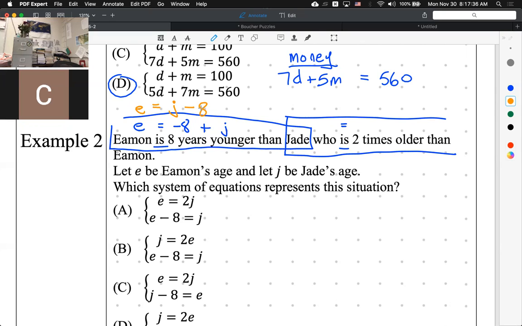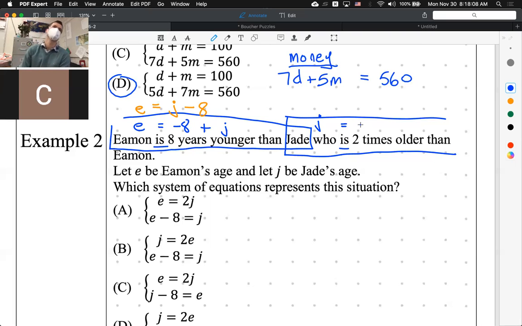Second equation, Jade is 2 times older than Eamon. How do I do that? How do I convert that into an equation? Well, convert Jade. Diego, convert Jade. Jade is J. There it is. So I say J is equal to, and I say 2 times older than Eamon. How do I do that?